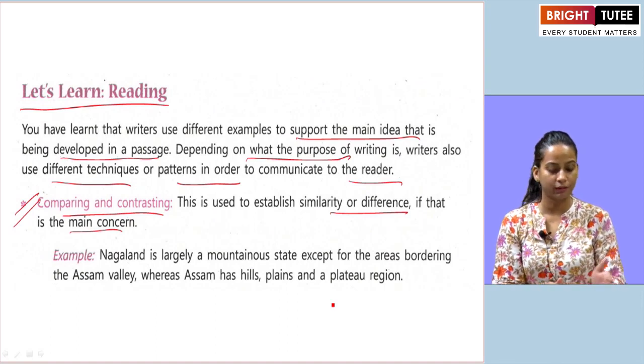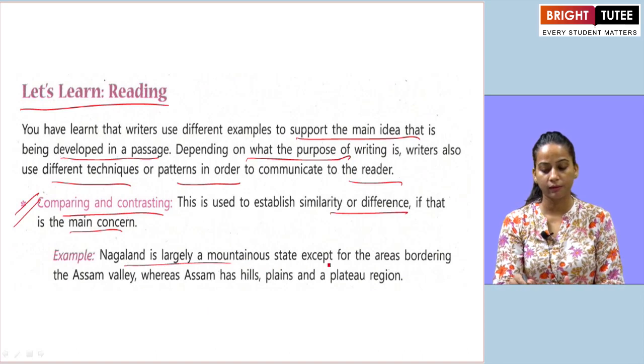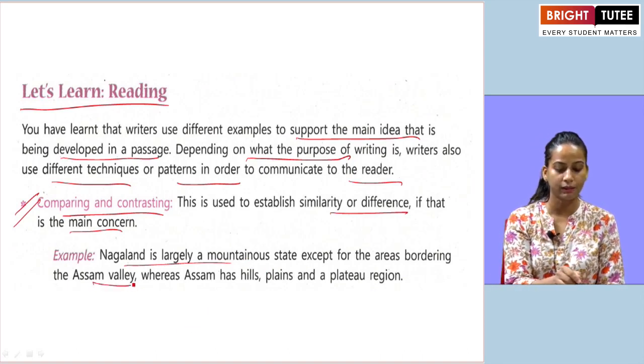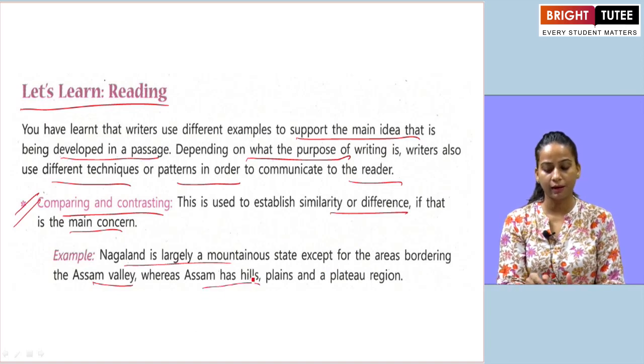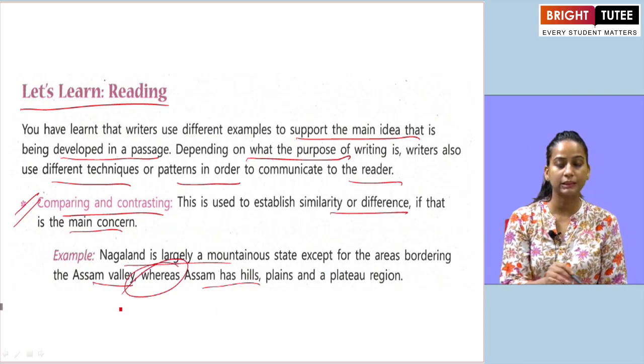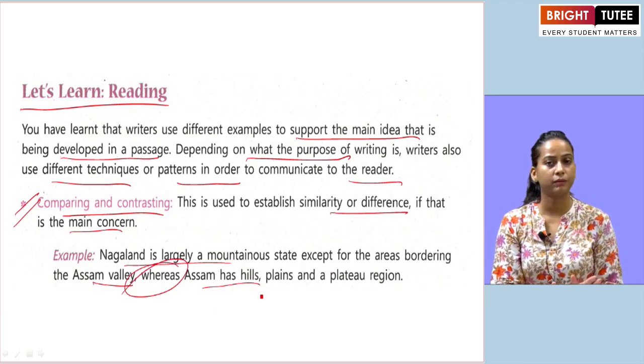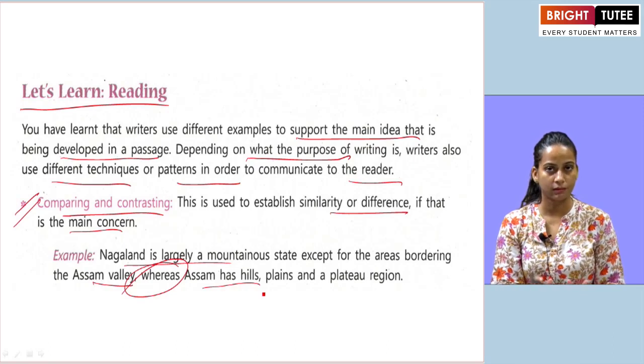With an example, we can say that Nagaland is largely a mountainous state except for the areas bordering the Assam Valley, whereas Assam has hills, plains and plateau regions. So, here this keyword whereas gives us the idea that it is a comparison between the two places. Clear?